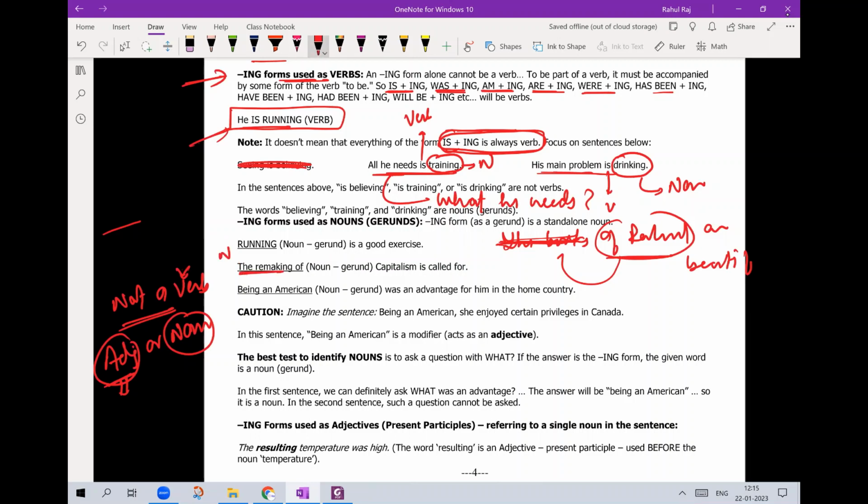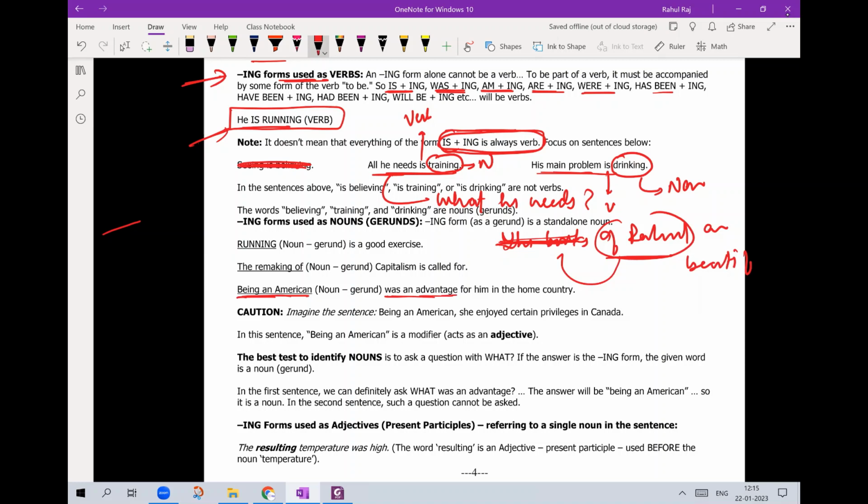Now imagine, there's a very beautiful example over here. Being an American was an advantage for him in the home country. What was an advantage? Being an American. And if I remove being an American, what is my sentence? Was an advantage for him in the home country. So 100% you can't remove being an American, because if you remove it, the entire sentence collapses. So being an American here is a noun.